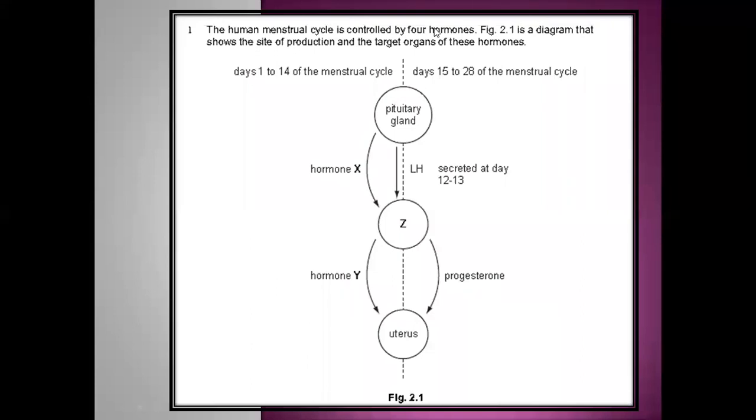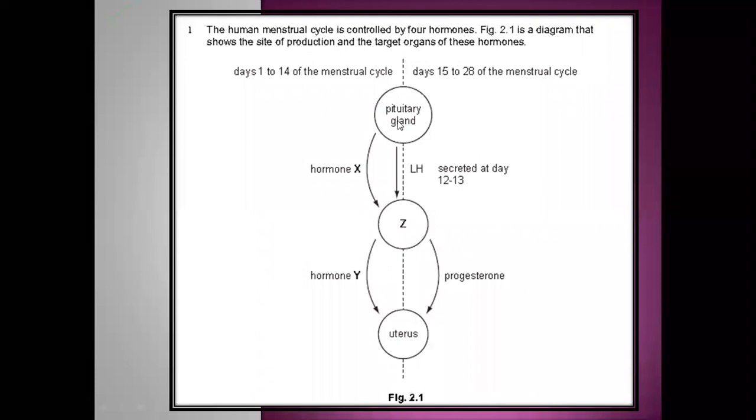The first question is, the human menstrual cycle is controlled by 4 hormones. Figure 2.1 is a diagram that shows the site of production and the target organ of these hormones. Now, if you look at the figure, this one is the pituitary gland, right? This pituitary gland is producing a special hormone, and that hormone is stimulating organ Z.